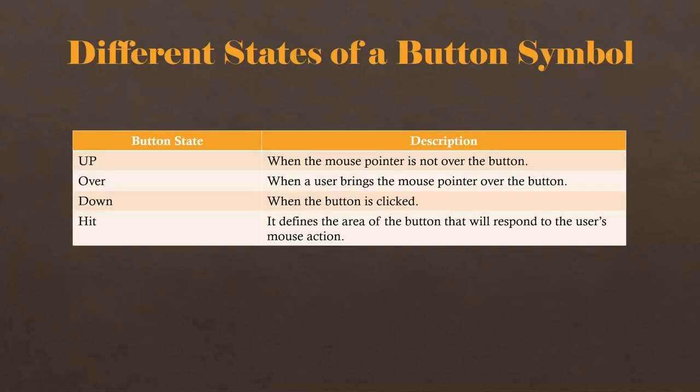Up: when the mouse pointer is not over the button. Over: when a user brings the mouse pointer over the button. Down: when the button is clicked. Hit: it defines the area of the button that will respond to the user's mouse action.